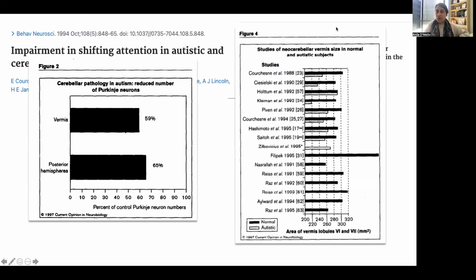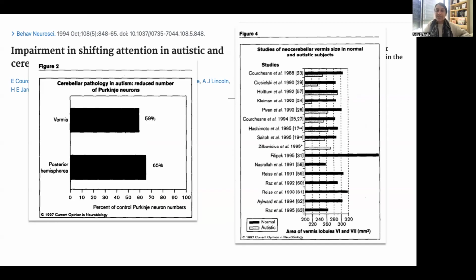Courchesne at the time really focused on the size of the vermis, and this is just showing you a lot of different studies in the early 90s that found these size differences, using MRI, in this cerebellar structure. And then it kind of fell out of favor. People just kind of forgot about it, or it wasn't followed up on too much after this.